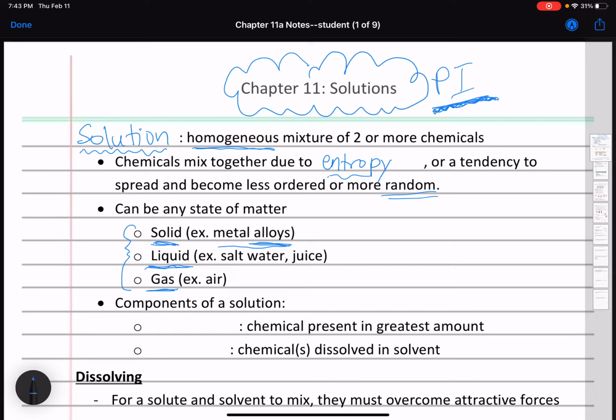So the components of a solution, the two parts, are the solvent and the solute. The solvent is the more abundant of the two. It's the chemical that's in the greatest amount. And the solute is the thing that's in the lesser amount. So we usually say the solute is dissolved in the solvent.